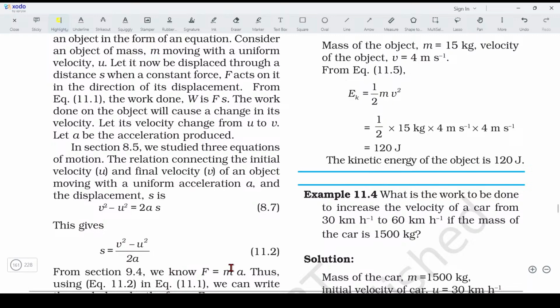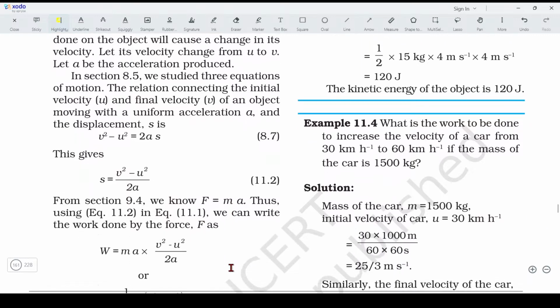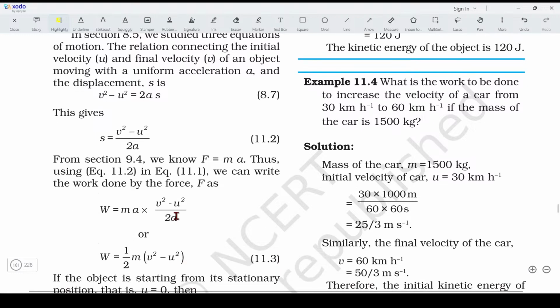And we know force equals mass into acceleration. Now what is work? Work equals force into displacement. Force is ma and displacement is again v square minus u square by 2a. This a and a will get cancelled.